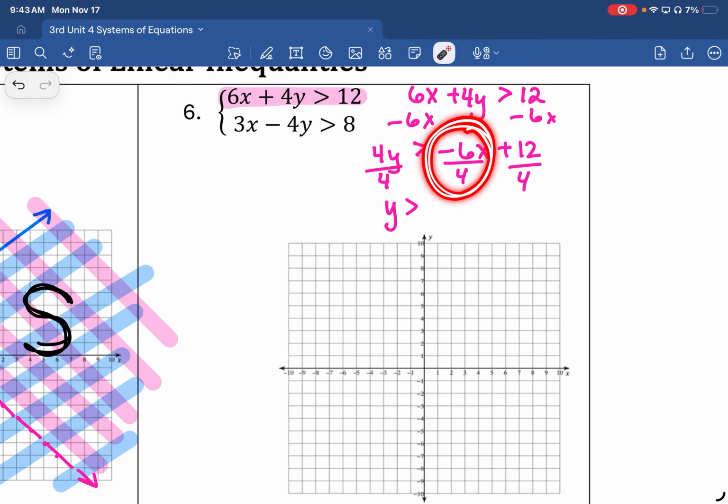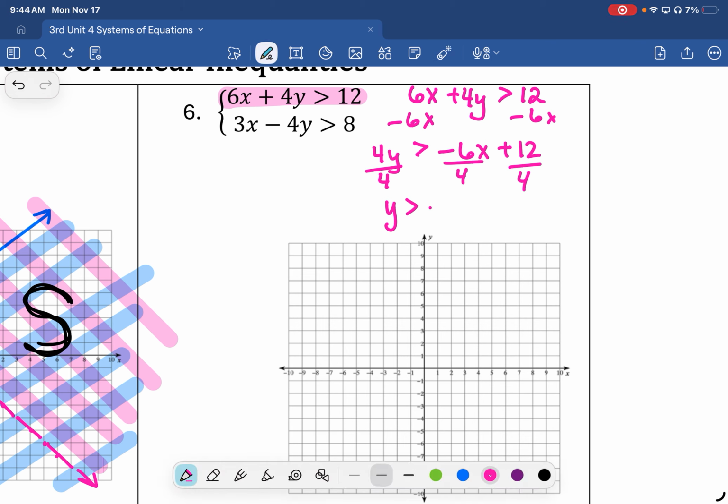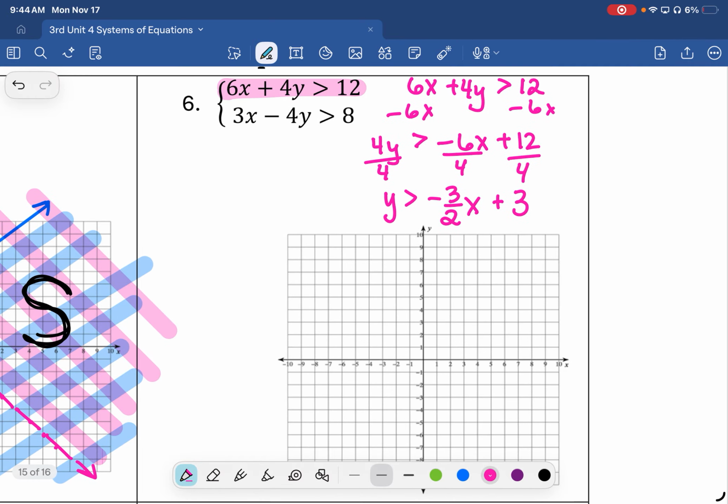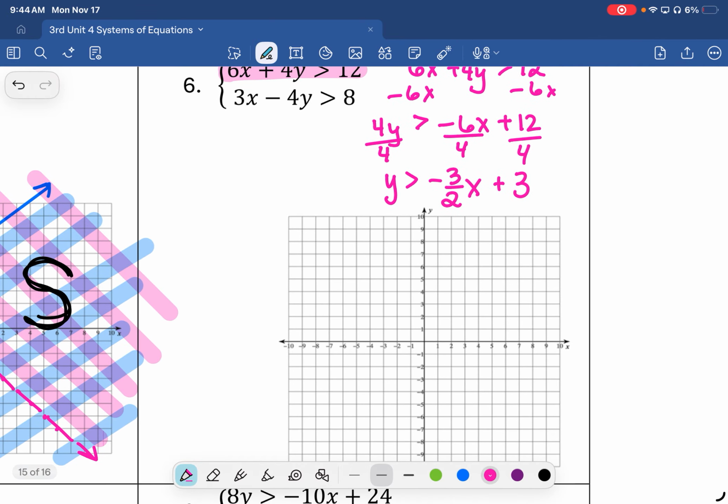Can I simplify negative 6 over 4? Yeah. To what? So it would be negative 3 over 2x. Then what is 12 divided by 4? Positive 3, because it's positive 12. So what is our y-intercept? 3. What is our slope? Down 3 to the right 2. Is that going to be a solid or a dashed line? Dash.